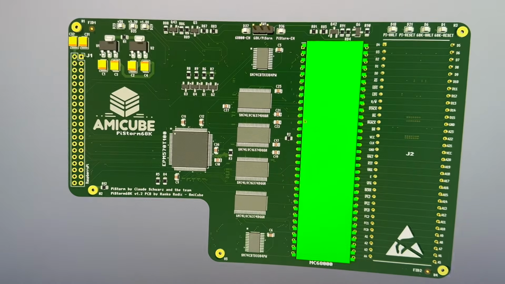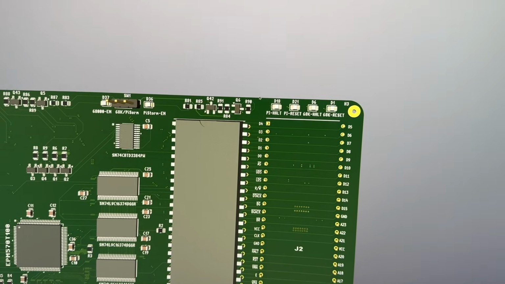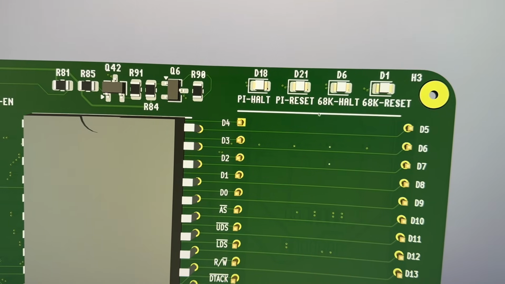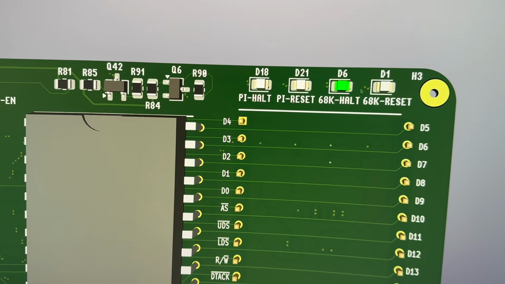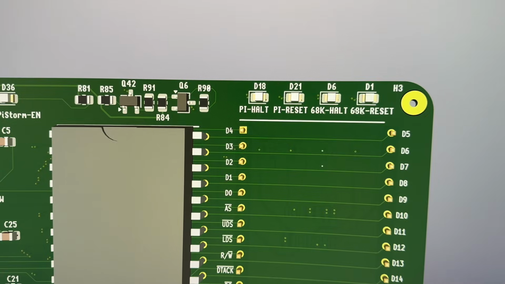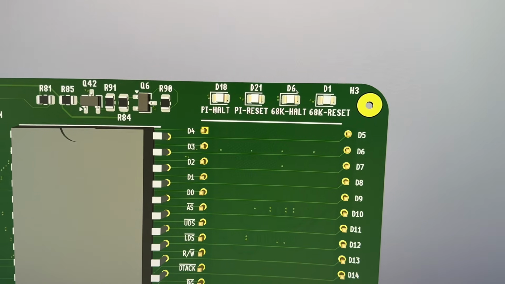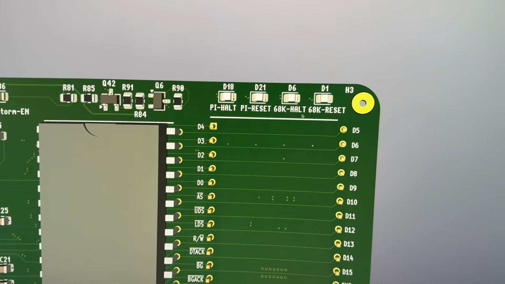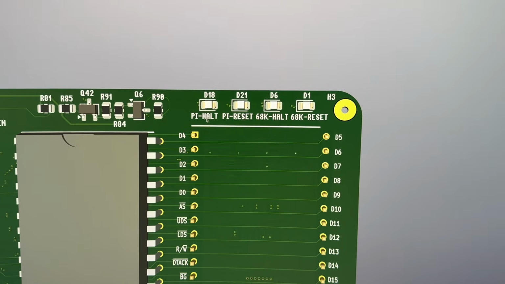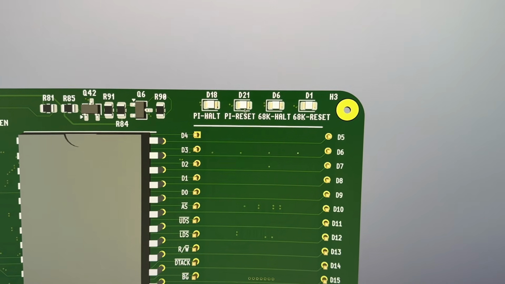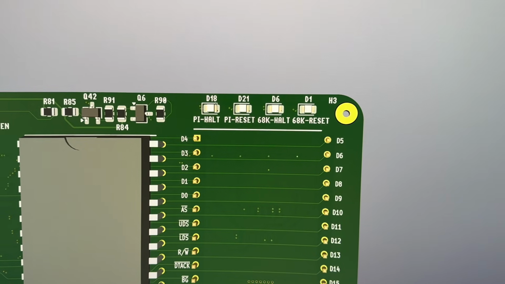And there is a little bit of logic here for these LEDs, and the LEDs are for HALT and RESET. The first two are for the PiStorm, and the second two are for 68000, so you can actually see which CPU is being held, and which one is active. The one that's active is the one whose LEDs are not powered on.